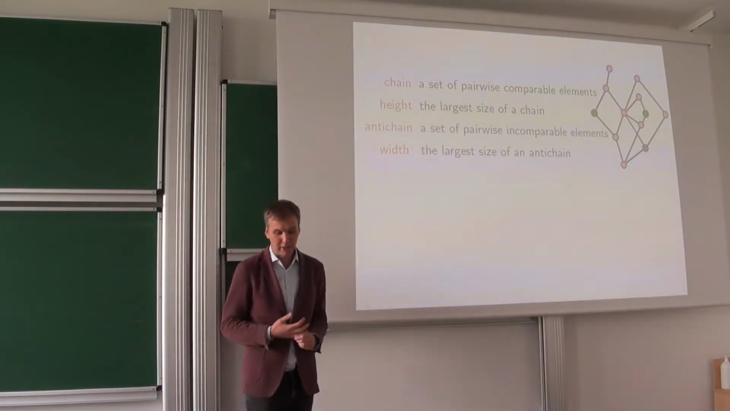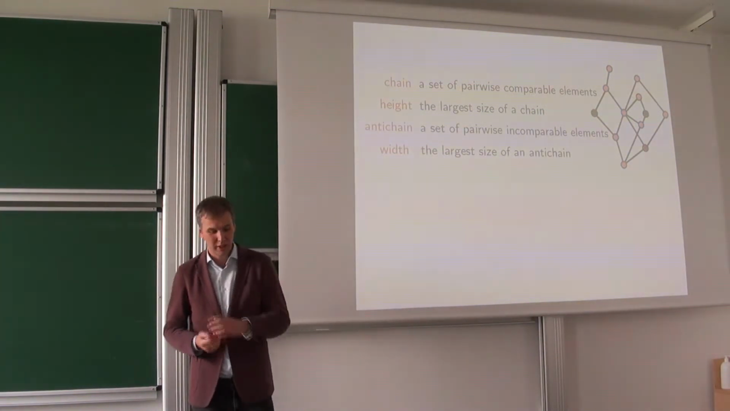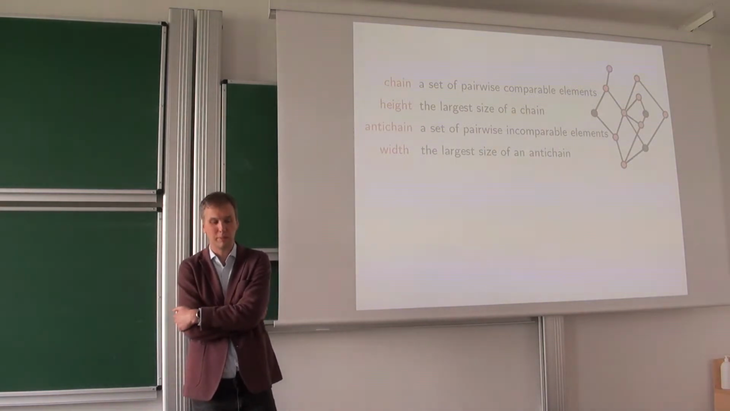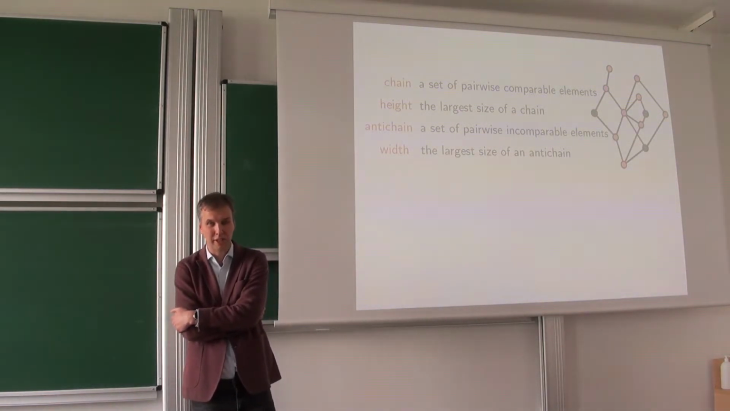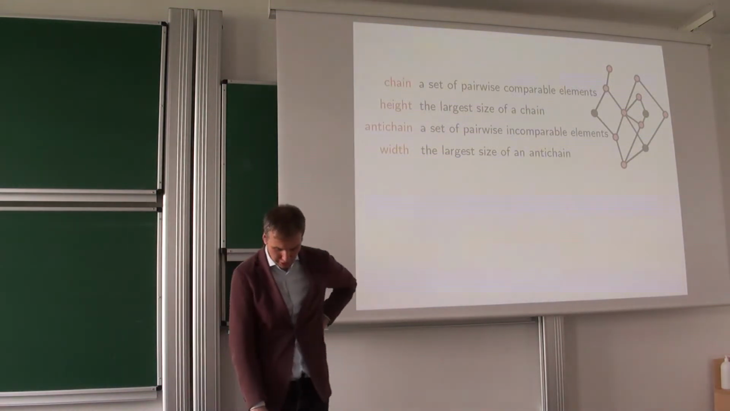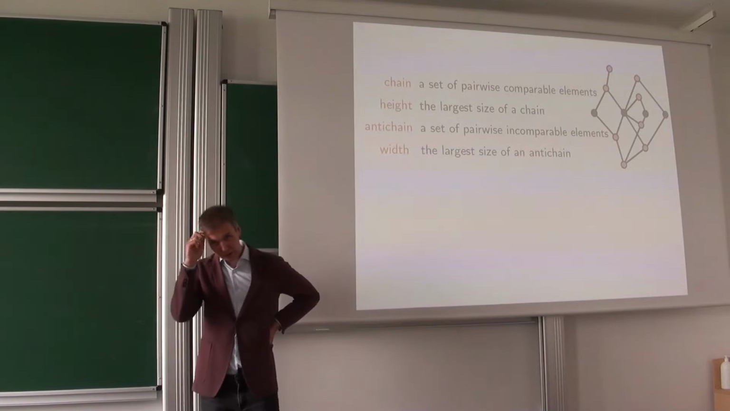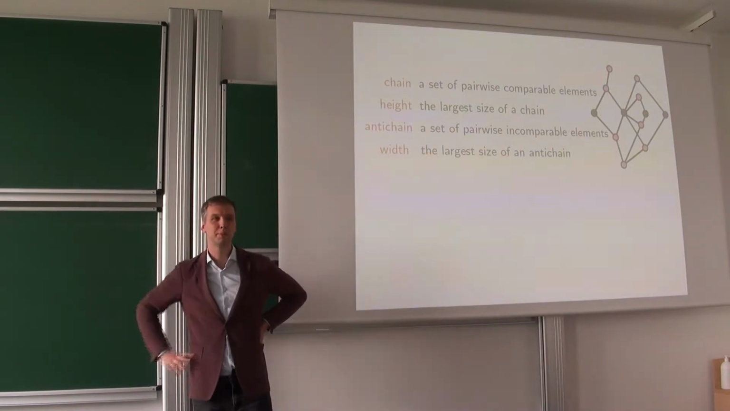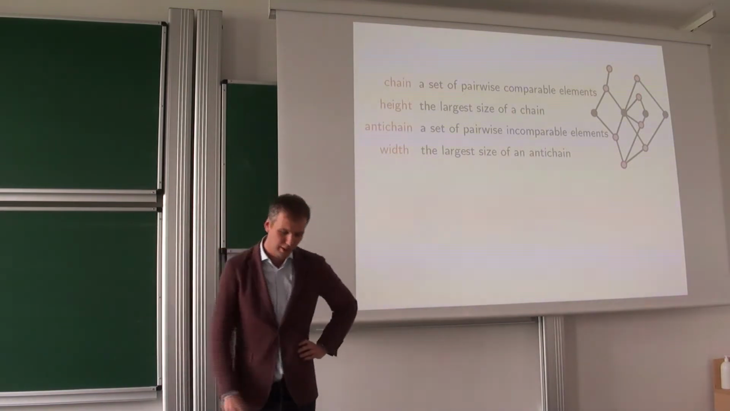The width comes from antichains. An antichain is a set of pairwise incomparable elements. So here you see an antichain of size 3 in the poset. There is an antichain of size 4. There is nothing larger, so the width of this poset is 4.